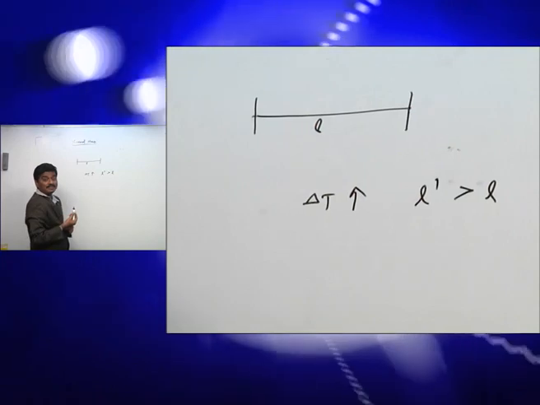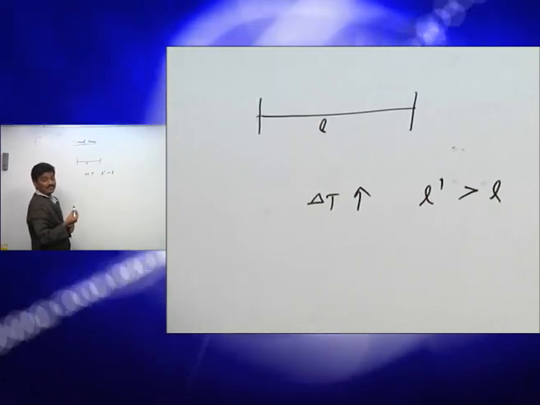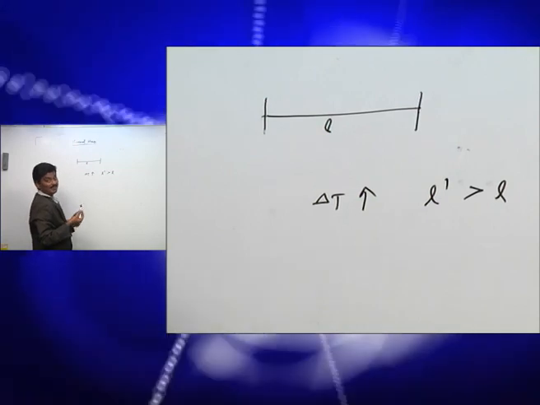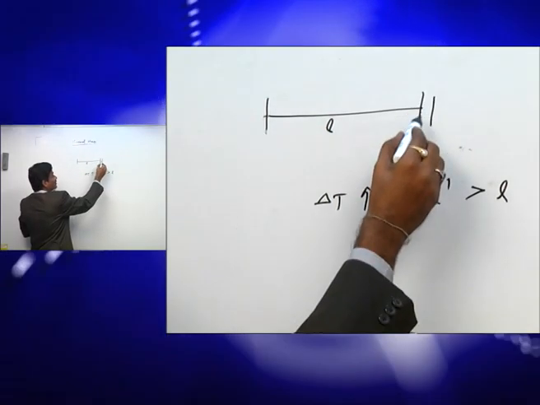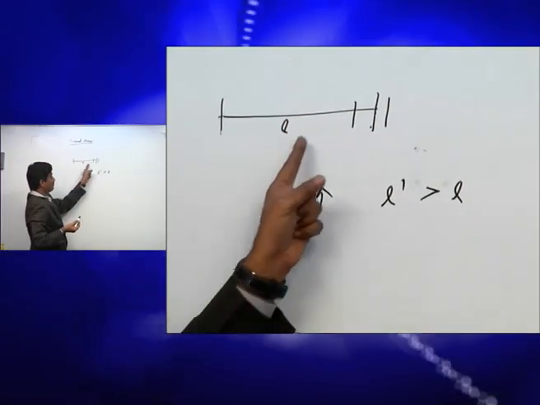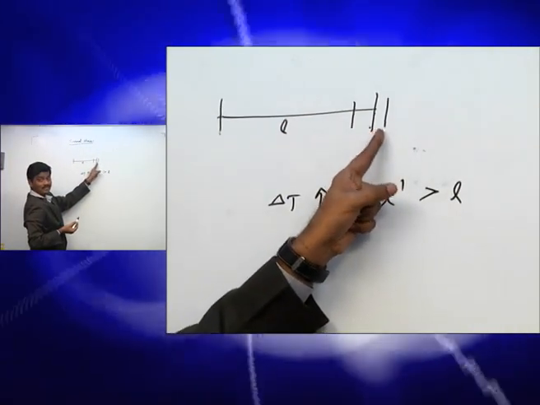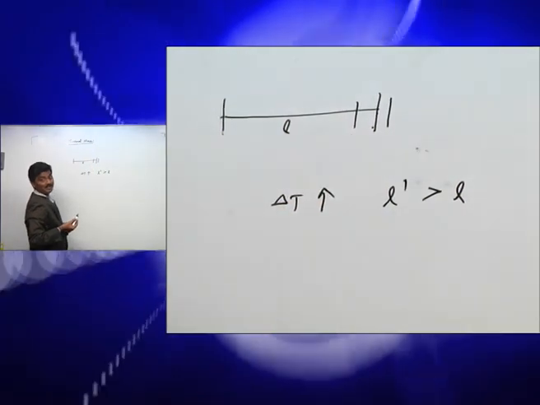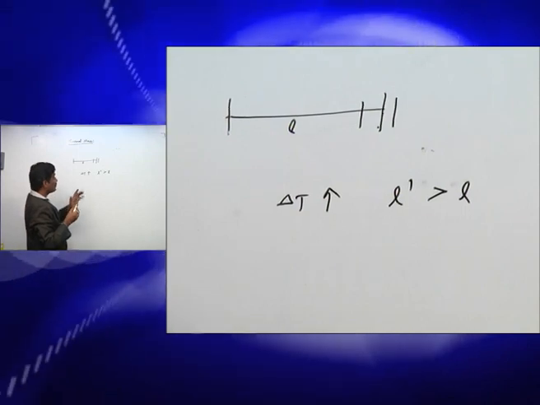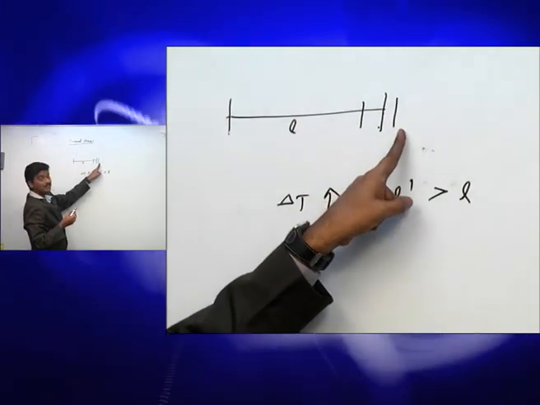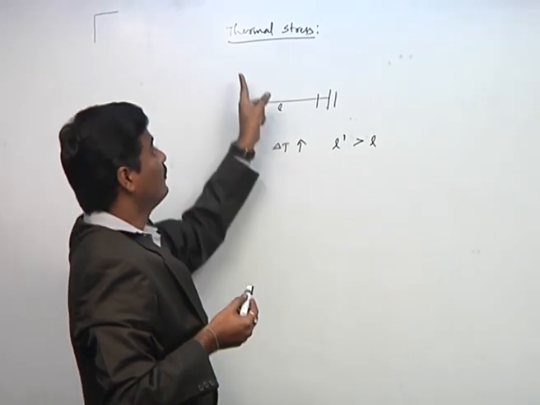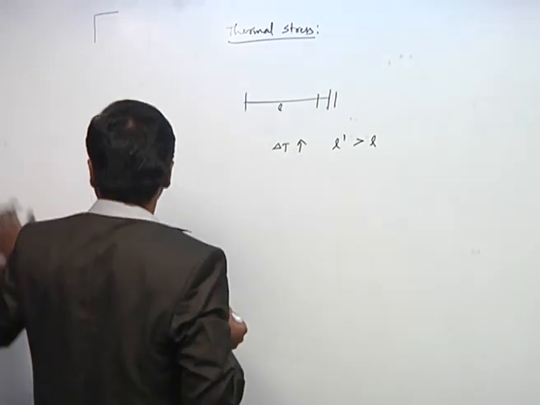In our household things, we have so many stands, so many frames, they are fixed at both ends, but as the temperature increases, they do not move from here to here. So in the summer they should definitely expand, in the winter they should compress, but in our normal practice we don't observe this. So what force stops this expansion in the summer, and stops compression in the winter, that we are going to discuss under the topic of thermal stress.